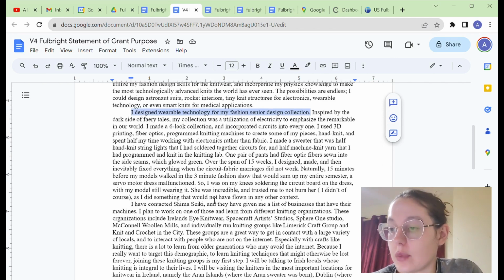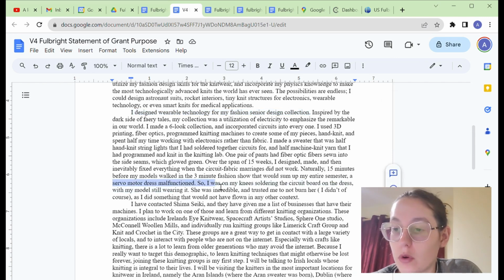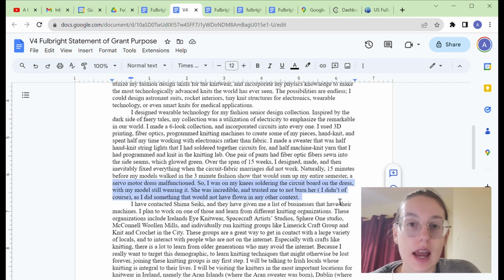So I was talking about how before one of my looks walked, a servo motor dress malfunctioned. So I was on my knees soldering the circuit board on the dress while my model was still wearing it. She was incredible. I didn't burn her, et cetera. Things like that will stand out, and it will show that you are able to deal with changing circumstances, and nothing is going to go perfectly when you are abroad. So showing that you can deal with that is very important.